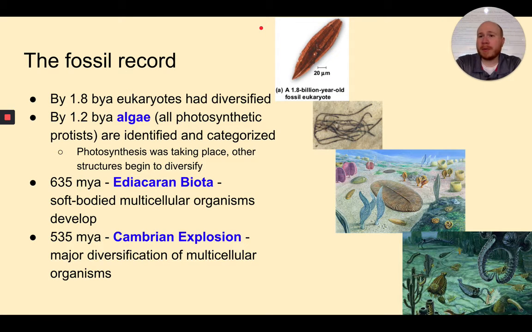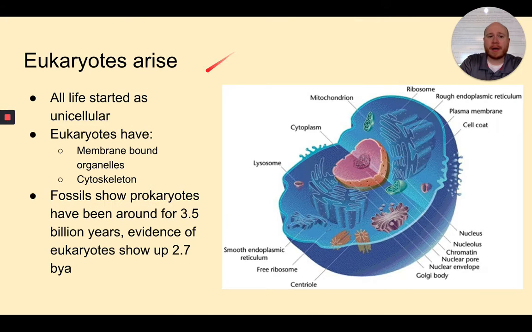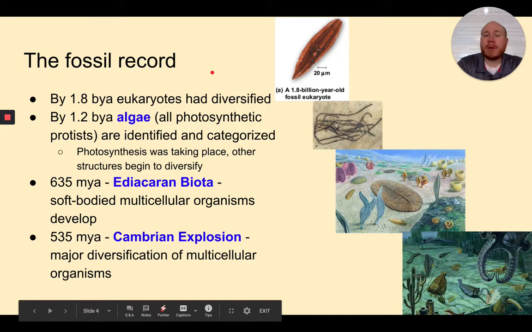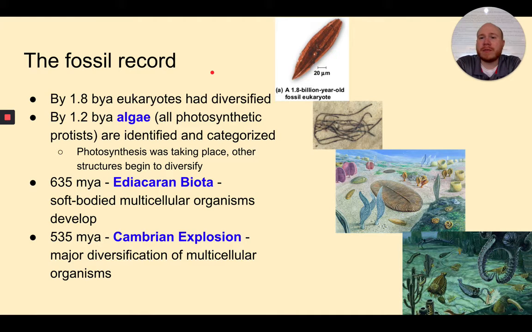Now, let's talk a little bit about the fossil record and what we know. By about 1.8 billion years ago, eukaryotes had actually diversified. So we have evidence of eukaryotes at 2.7 billion years ago, but by 1.8 we had a lot of different kinds of eukaryotes showing up in our fossil record. By 1.2 billion years ago, algae started to show up in our fossil record, which is generally just all photosynthetic protists put together, and they're identified and categorized. So we actually start seeing different kinds of algae. It's not just one kind, it's a whole bunch of different kinds.